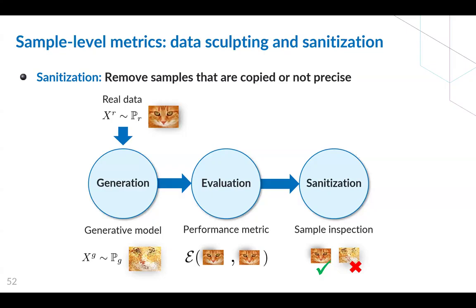Basically, if we can evaluate the quality of each individual data point, then we can actually remove samples that are undesirable in some way. For example, we can remove samples that are just too close to real data because they are likely to be the outcome of overfitting, or we can remove samples that are not precise and don't look real.